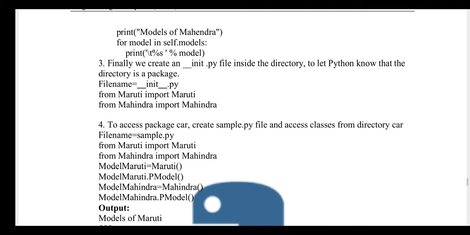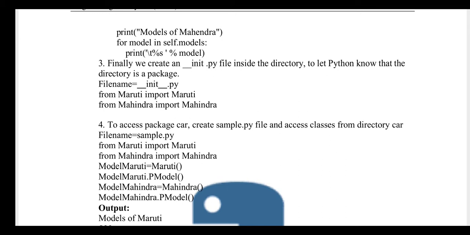To access the package car, create a simple sample.py file and access the classes from the directory car. So the file name is sample.py. After that, we import the classes Maruti and Mahindra. After importing them, we use the functions, the first one being its constructor and the second one being p_model, accessing that model.